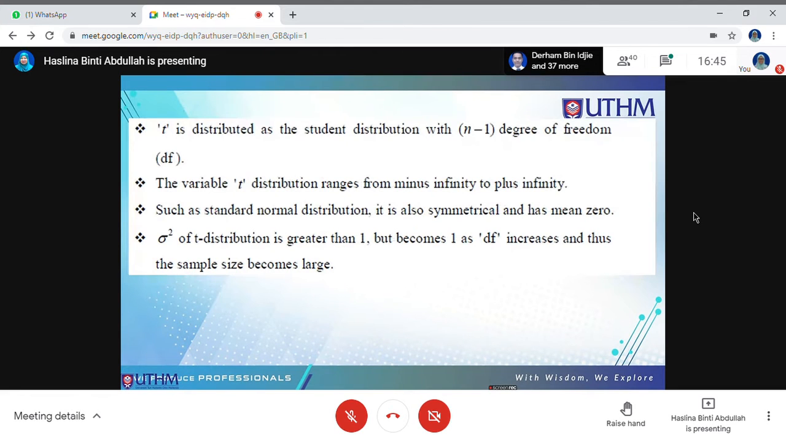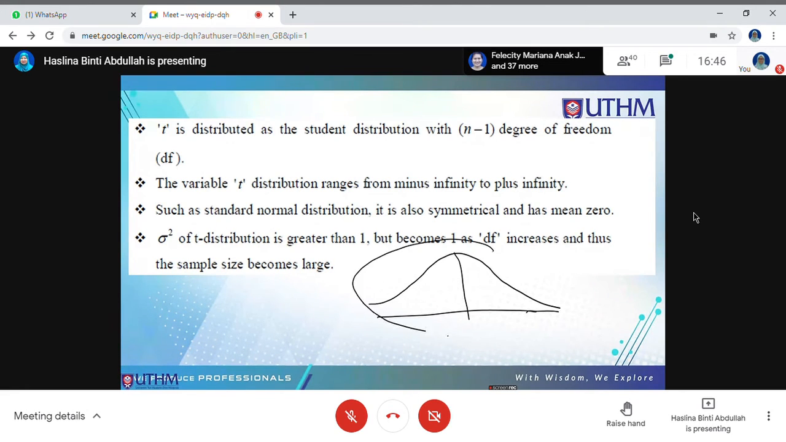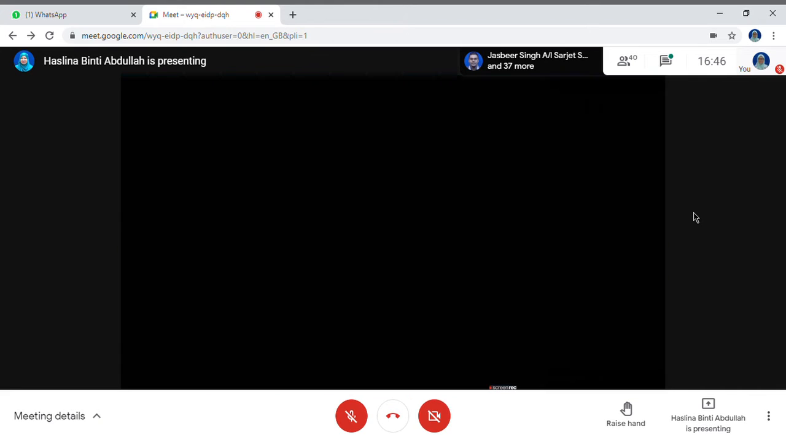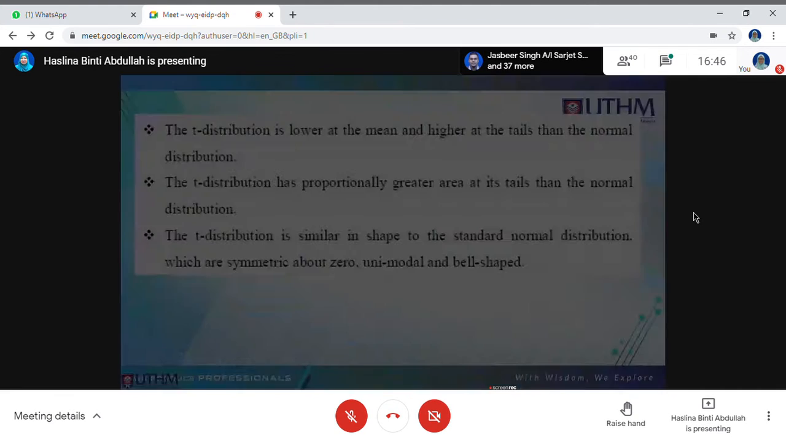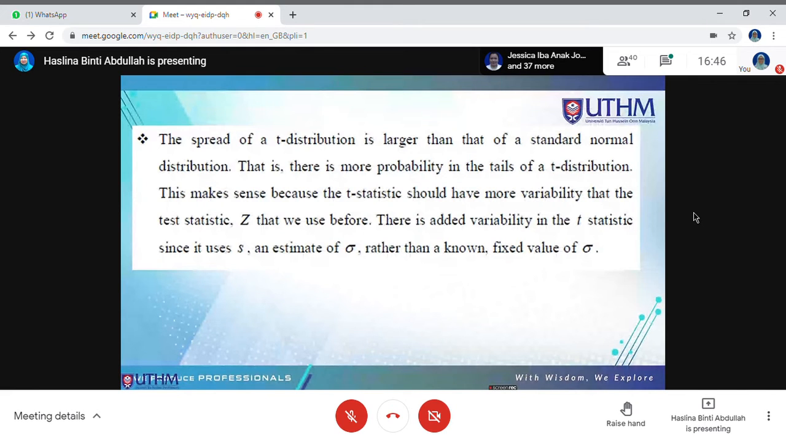The curve for the T distribution is the same as the normal distribution. The left and right areas are symmetrical. The area under this curve is equal to 1 and the curve will not touch the axis. The range is from negative infinity to positive infinity. For the T distribution table, refer to the J Murdoch table, table 7.